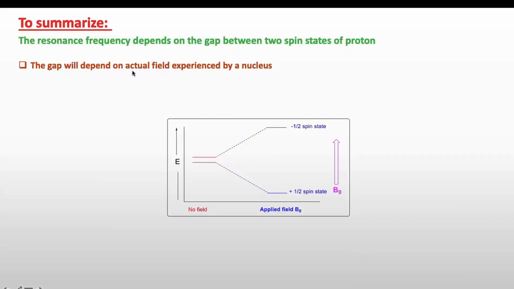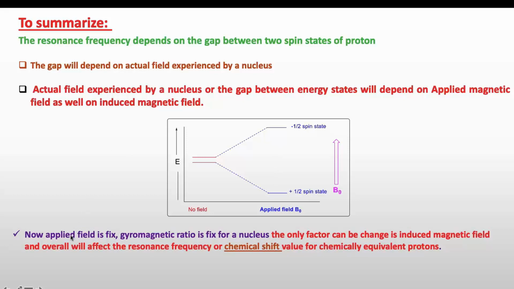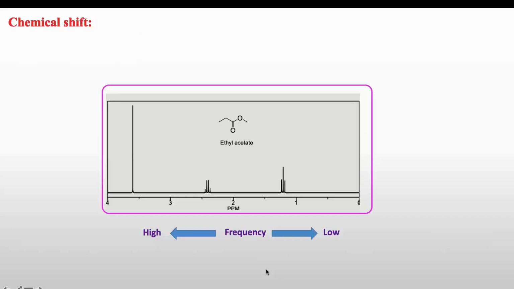Now the resonance frequency depends on the gap between two spin states, as we discussed earlier, and the gap depends on the actual field experienced by a nucleus. So the actual field experienced by a nucleus, or the gap between energy states, depends on the applied field as well as on the induced magnetic field. The applied field is fixed because we are using the same instrument for the molecule. The gyromagnetic ratio is also fixed for a nucleus because we are considering only protons here. The only factor that can change is the induced magnetic field, which will affect the resonance frequency, or the chemical shift value, for chemically non-equivalent protons. Now we are introducing a new term, the chemical shift, and we will see what the chemical shift value is.